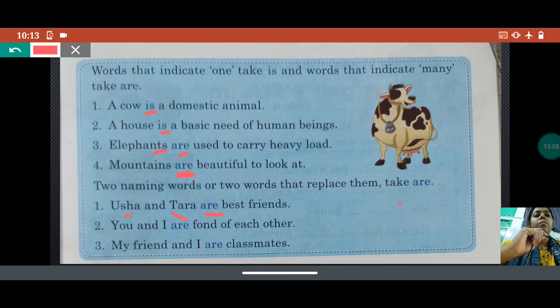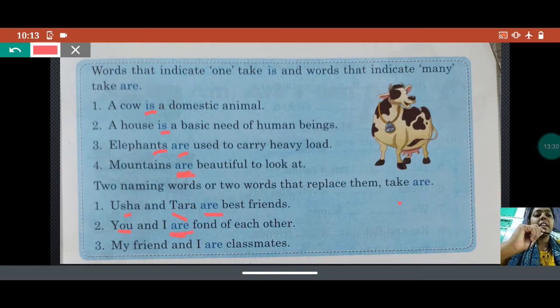So here we are talking about more than one person, so we will use are. You and I are fond of each other. Now you means we are talking about another person, and I means I am also included in it. So there is more than one person, so we will use are.